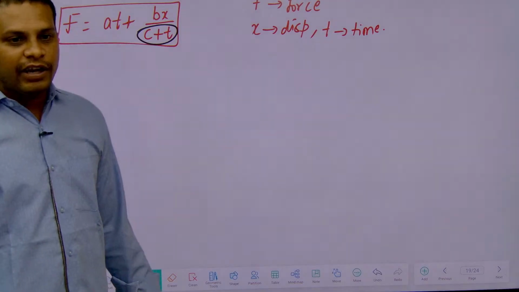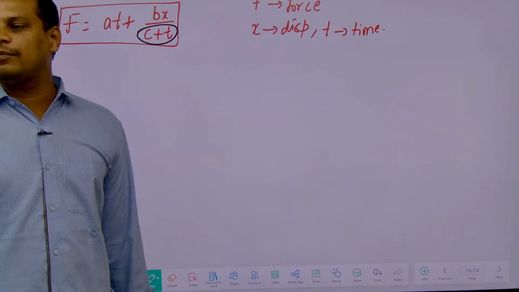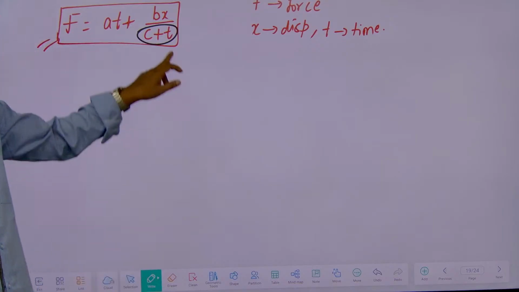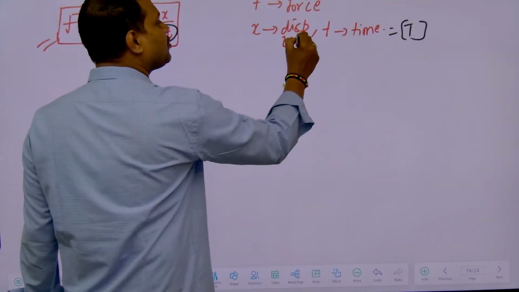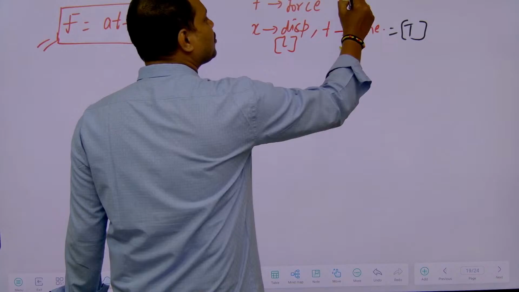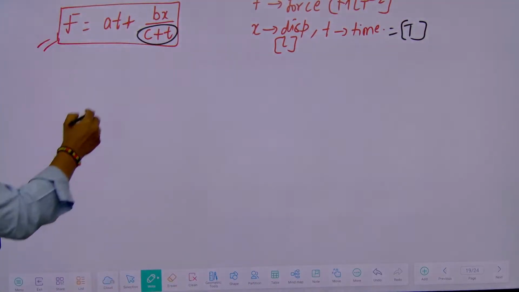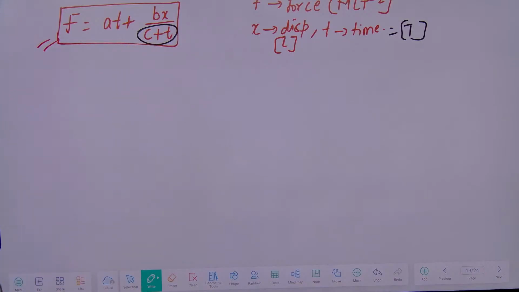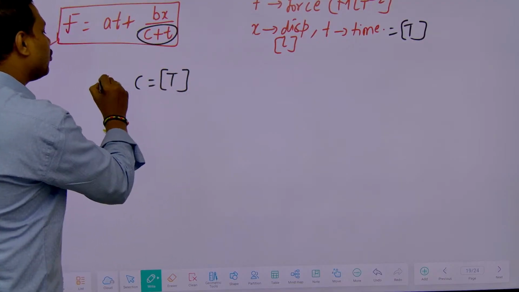Are you clear? Why? Because in C plus T, the addition or subtraction must be taken between the same dimensional formula. Here T's dimensional formula is T. Displacement's dimensional formula is L. Force's dimensional formula is MLT power of -2. So if I take C plus T, they have the same dimensional formula. C and T must have the same dimensional formula. So the dimensional formula for C must be equal to T. So the first problem is done.